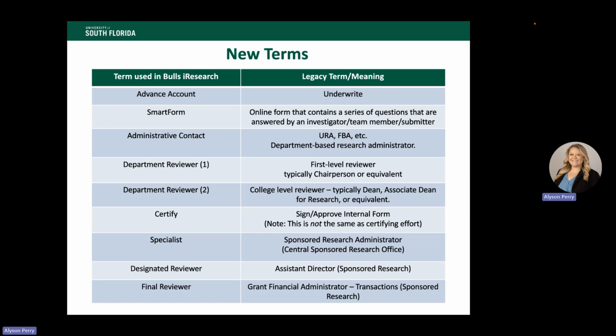Your specialists are going to be those sponsored research administrators, also known as SRAs, and they're located in our sponsored research office. Your designated reviewers are the assistant directors of sponsored research, and those final reviewers are going to be the grant financial administrators, also known as GFAs, located in our sponsored research office.